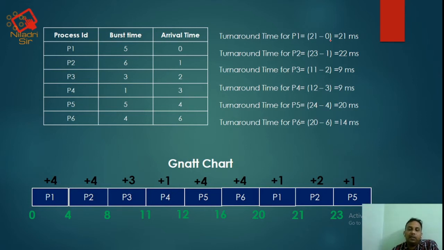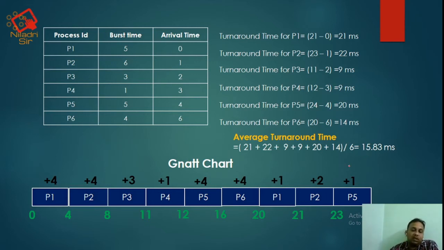And what is the average turnaround time? We have to add all these values and divide by 6. This is the average waiting time, sorry, average turnaround time. So this is the problem of the round robin scheduling algorithm.